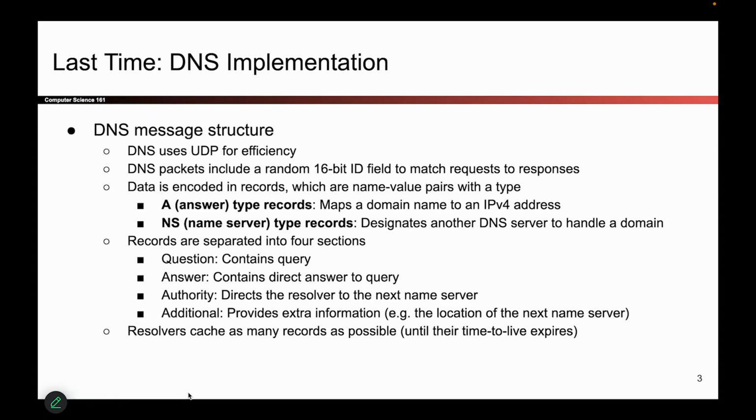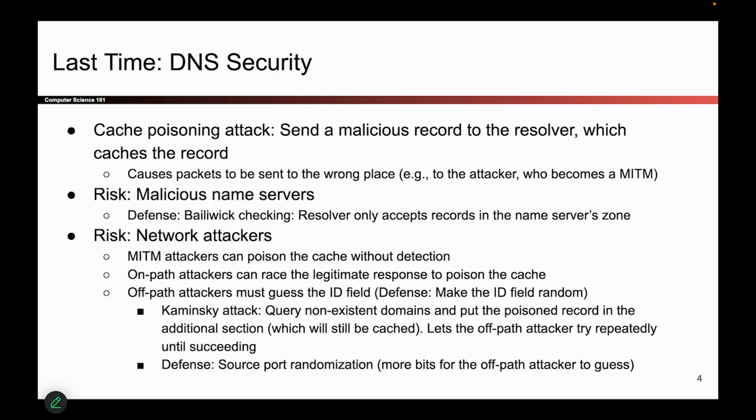This was implemented all using records that could be cached. Records had these data types, and they were put in sections depending on the purpose of the record. And DNS put all of these records in a UDP packet for efficiency. And the last thing we said was that DNS was not secure by itself.